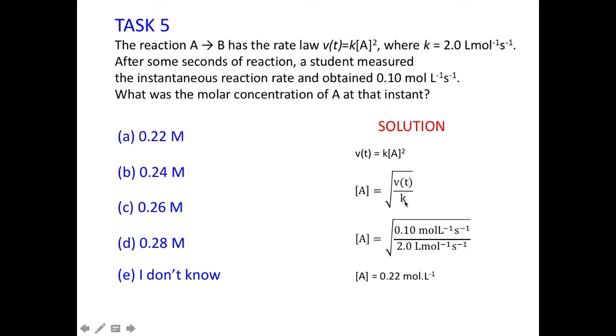We didn't use the integrated rate law in this example. So this is a test that doesn't use the integrated rate law. But it's also useful to know that we can use rate laws like this to predict concentrations, as we did here. So the correct answer is A, 0.22 molar.